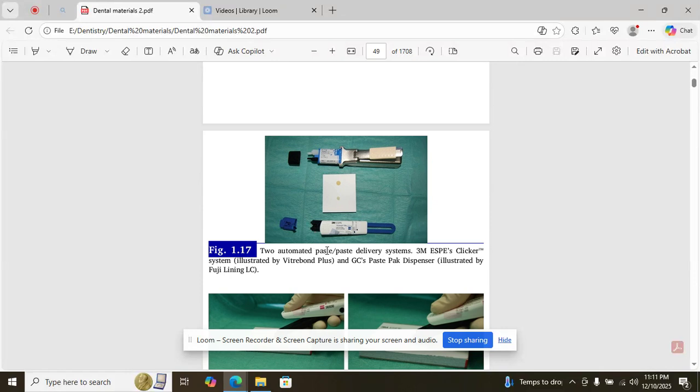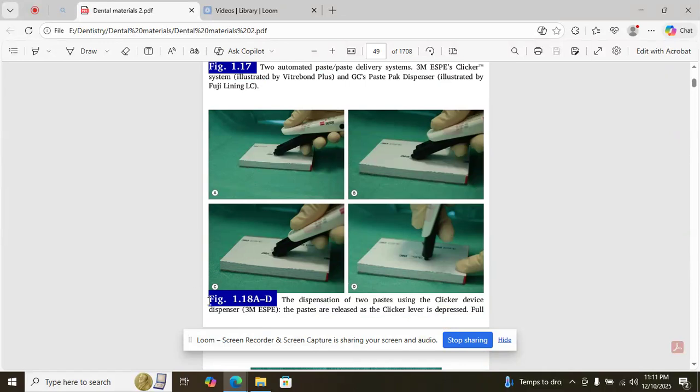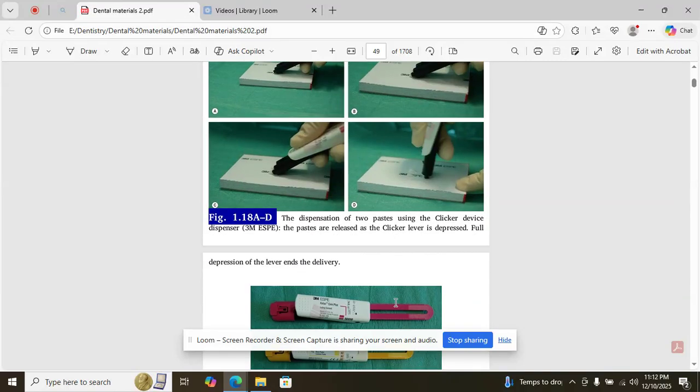Two automated paste delivery systems: 3M ESPE's clicker system, illustrated by Vitrebond Plus, and GC's paste pak dispenser, illustrated by Fuji Lining LC. Figure 1.18 A to D. The dispensation of two pastes using the clicker device dispenser, 3M ESPE. The pastes are released as the clicker lever is depressed. Full depression of the lever ends the delivery.